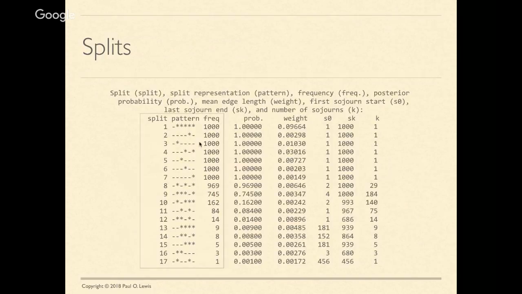Splits are often represented by patterns that are created by using two arbitrarily chosen symbols. In this output from a Bayesian phylogenetic analysis, hyphens and asterisks are used to indicate which taxa are on either side of the edge associated with each of these 17 splits. The frequency column contains support values that say something about how confident we can be that a particular split is present in the phylogeny of the group of interest.